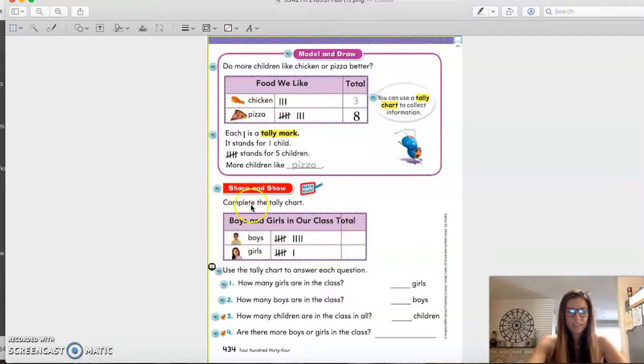Let's move on to down here where we're going to be completing the tally chart. It says boys and girls in our class. All right. How many boys are in this class? Do you remember what we called this group? I don't need to count all of these tallies. I can say 5, count on 6, 7, 8, 9. So let's fill that in.